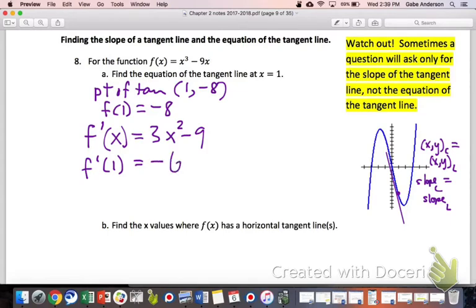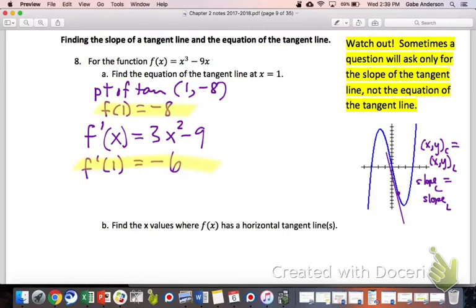Negative 6. Does that agree with the little picture that I tried to draw? Does it look like that line has a slope of negative? It's definitely negative. And it's pretty steep, so negative 6 seems reasonable. So now we've got everything we need. We've got the point of tangency. We've got the slope of the tangent line. All we have to do now is put this together.